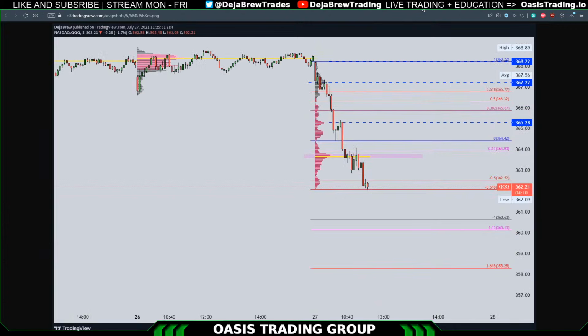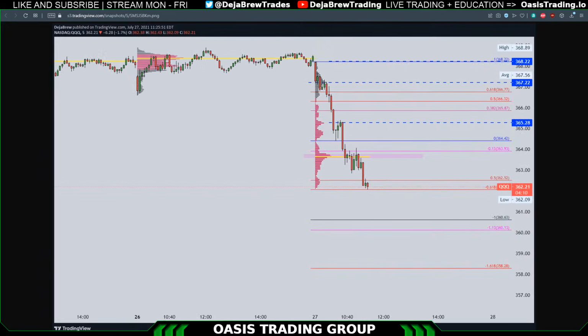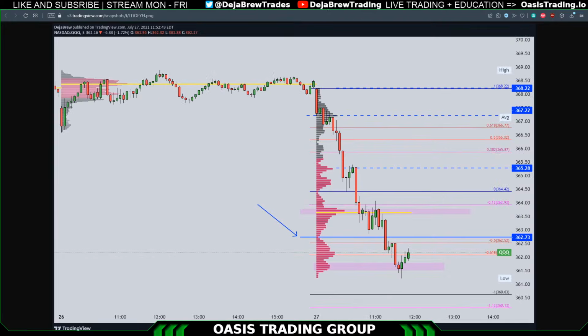One more thing that I call out here. Let's get rid of some of these older images. One more thing that I call out here is this gap. So we start to form that support node. And then there's a clear gap right here. There's also a clear gap up here. But I'm only paying attention to this one because it's very relative to price.